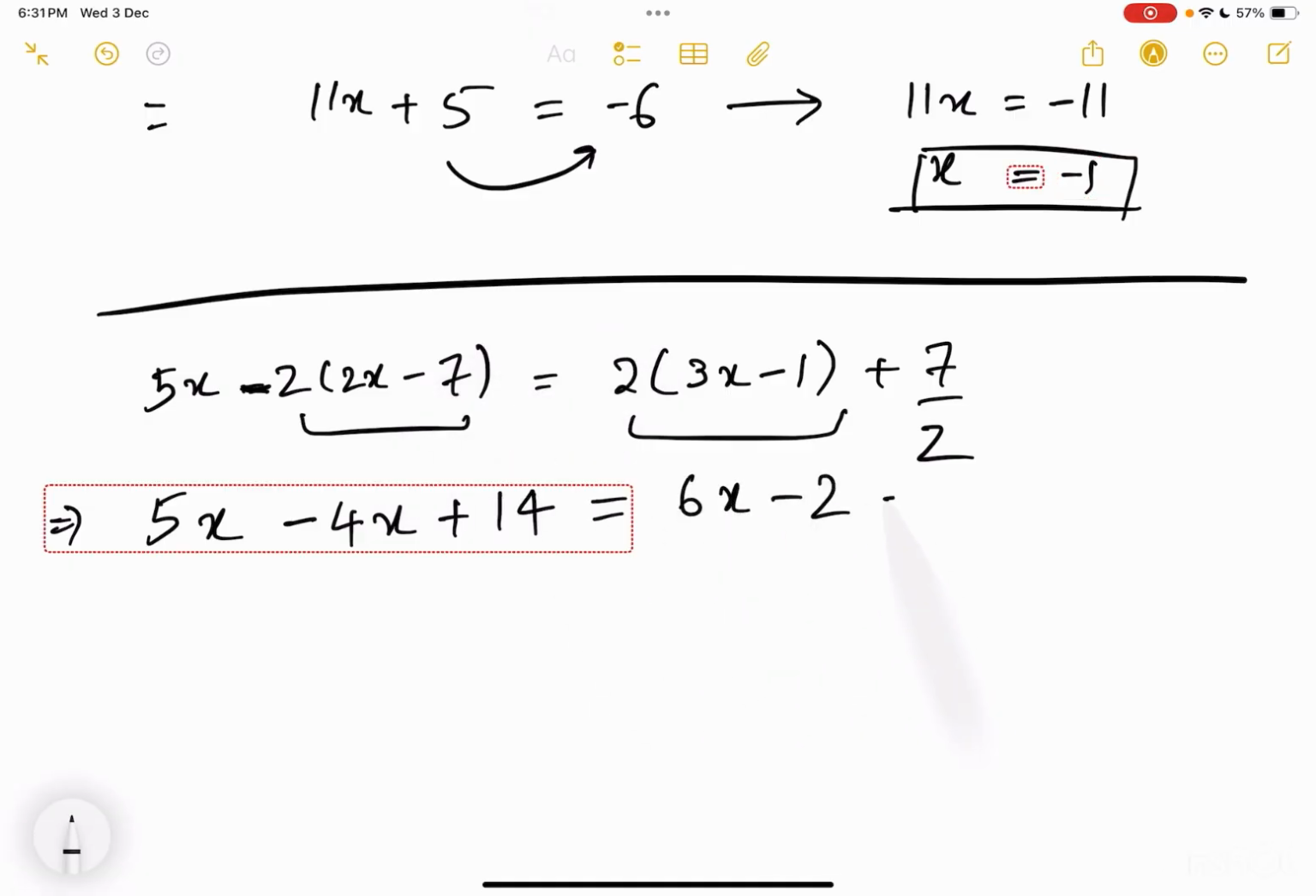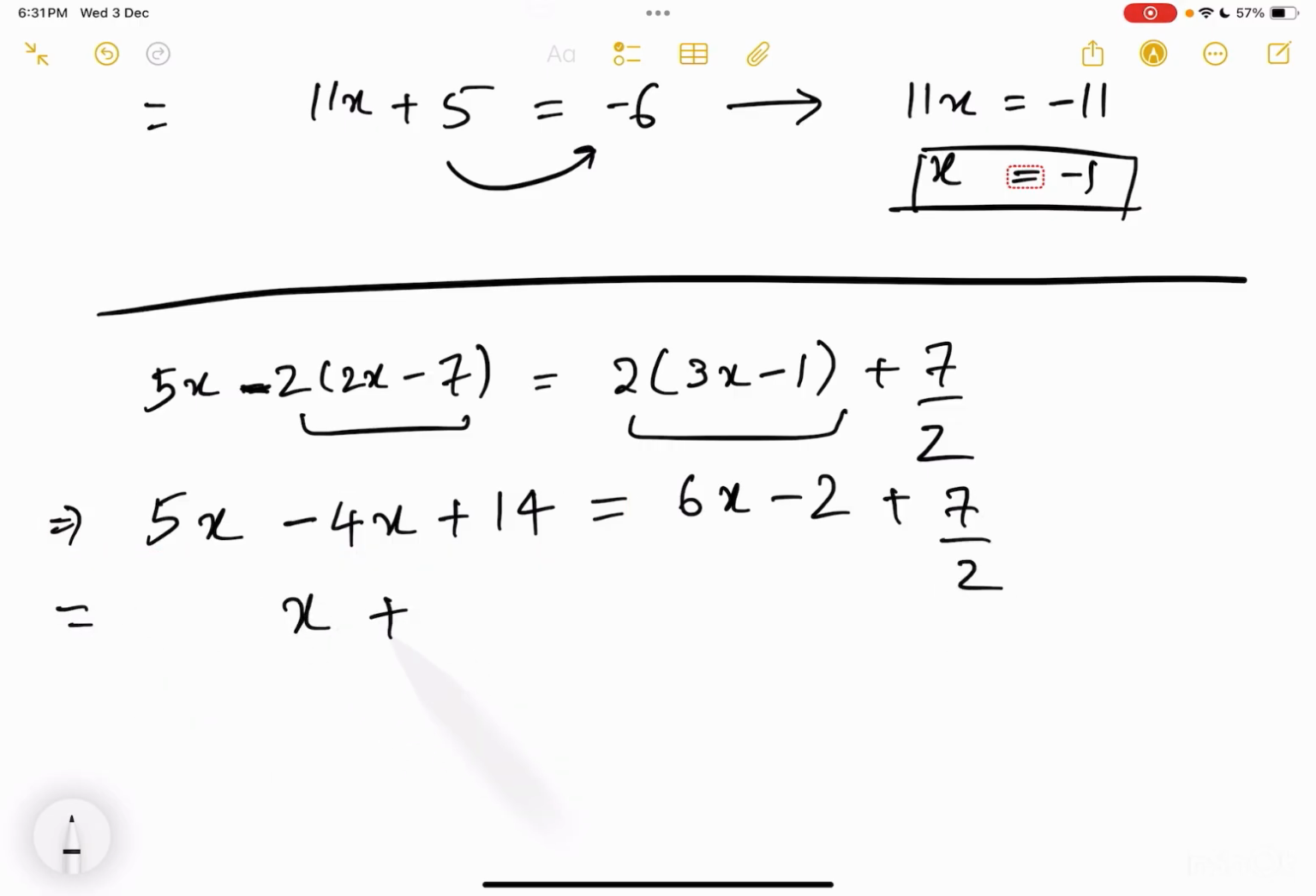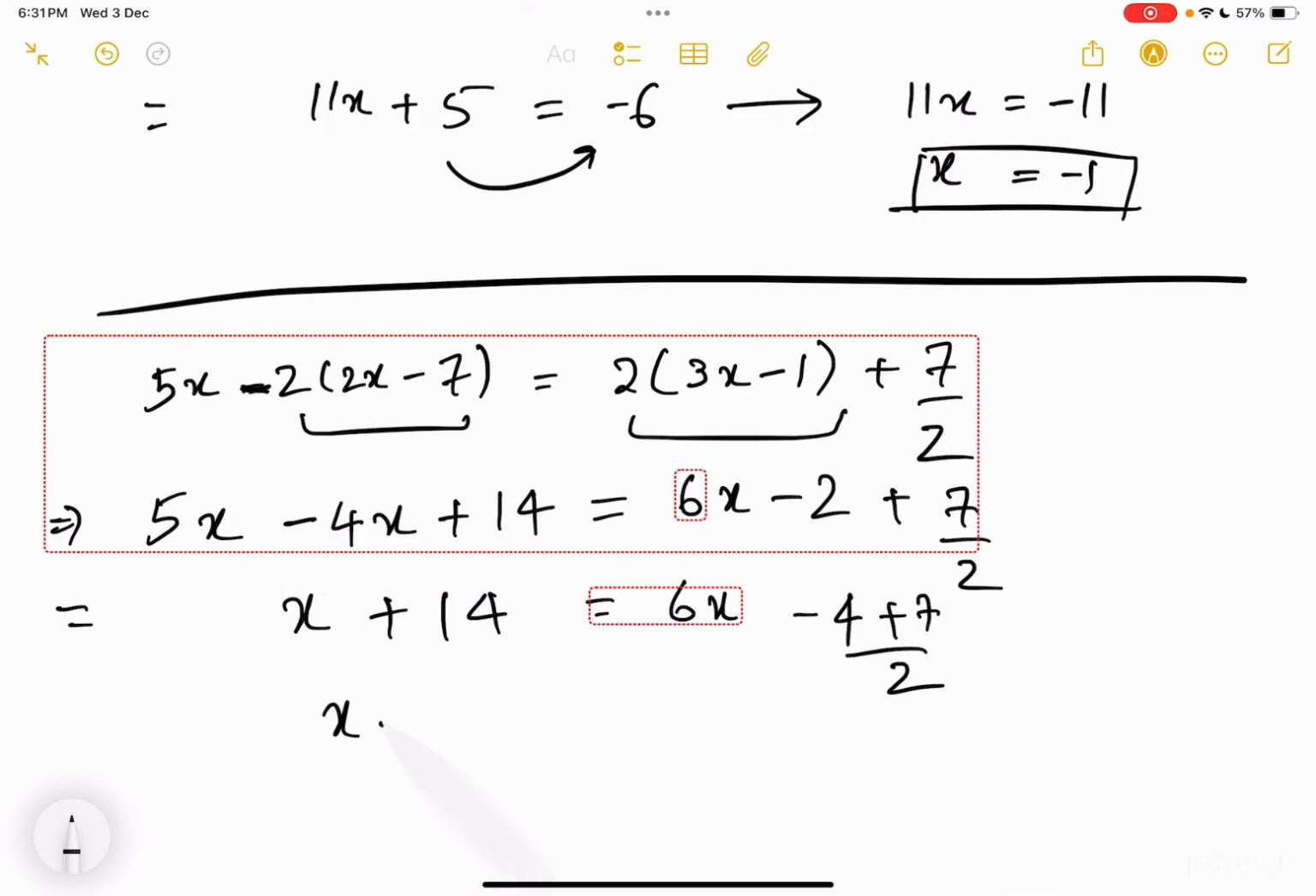This is 2 plus 7 by 2. Simplify it a bit further so that it's simpler, and simplify this as well. Minus 2 plus 7 by 2. I think you can easily solve this. It will be minus 4 plus 7 by 2. Okay, quickly we can do this.